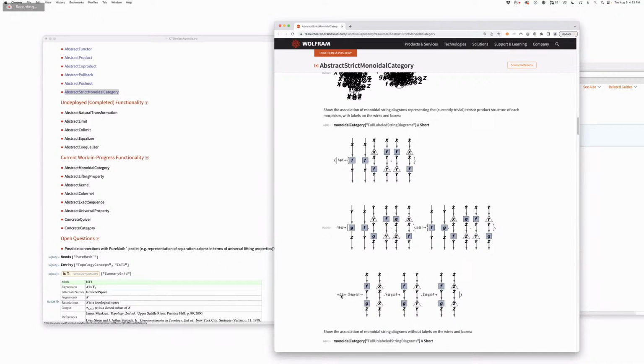Okay. And this is showing, so this I is showing C for composition. So here you've got identity X tensor G compose F. And there's only one way of representing that here.